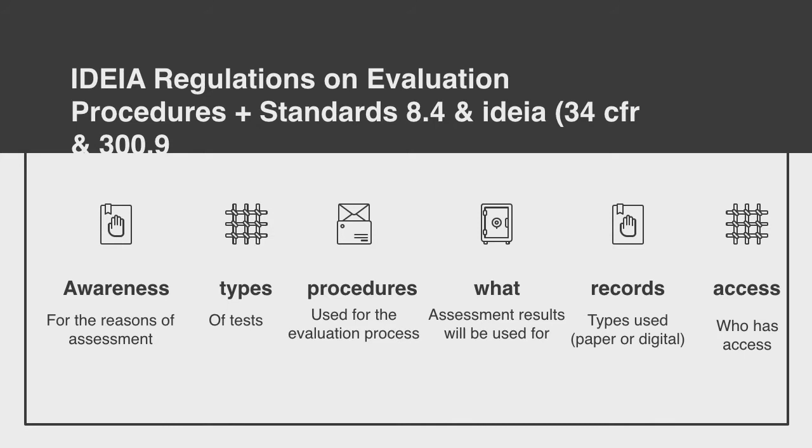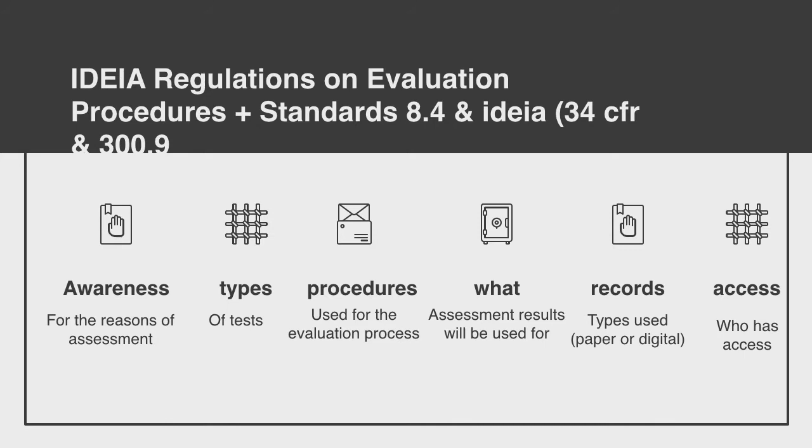Each public agency must ensure that, one, assessments and other evaluation materials used to assess a child under this part are selected and administered so as not to be discriminatory on a racial or cultural basis, which will be talked about later on in this presentation; are provided and administered in the child's native language or other mode of communication, which is also mentioned later on as well; are used for the purposes for which the assessments or measures are valid and reliable; are administered by trained and knowledgeable personnel; and are administered in accordance with any instructions provided by the producer of the assessments.